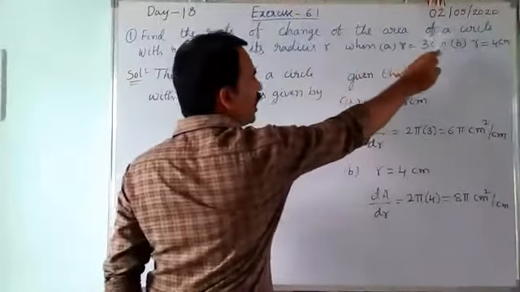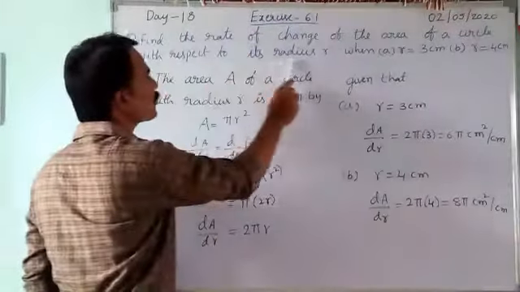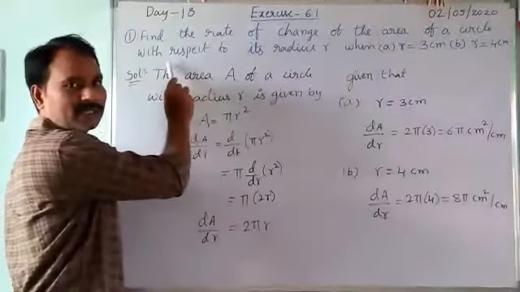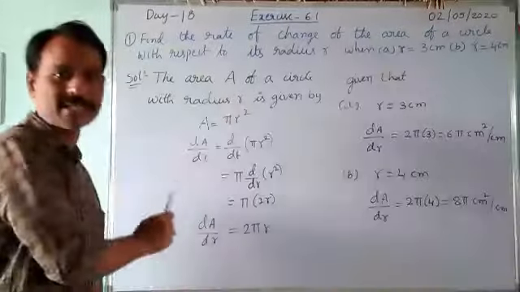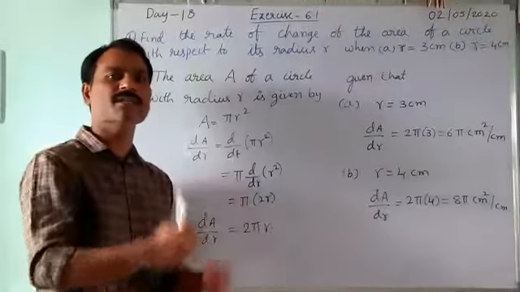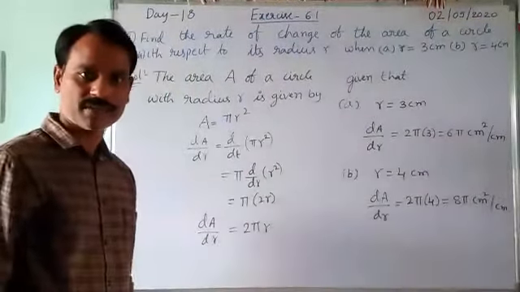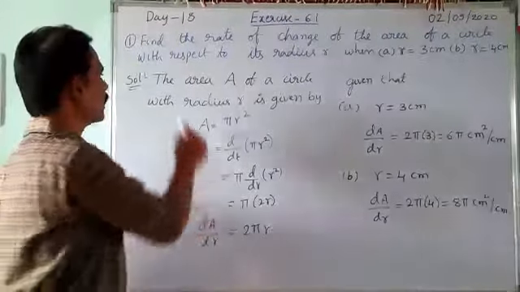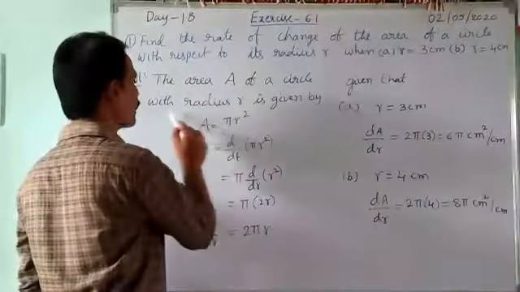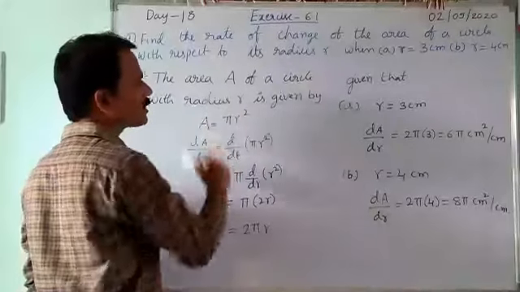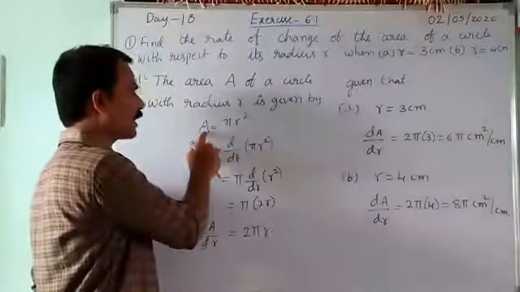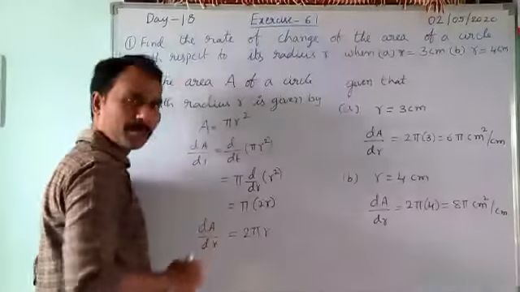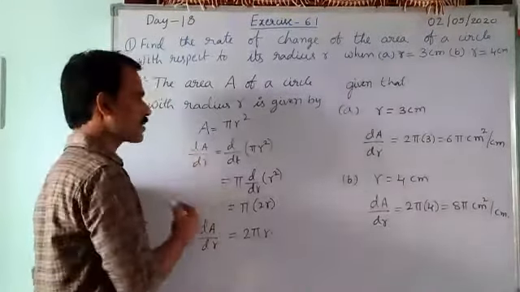But in this question, the rate of change of the area of the circle is with respect to its radius, and time is not mentioned here. So what you have to understand in this problem is to differentiate with respect to radius only. The area A of a circle with radius r is given by the formula A is equal to pi r square.